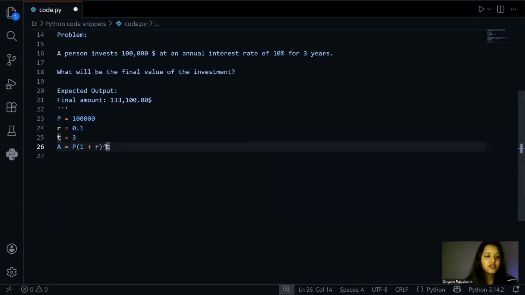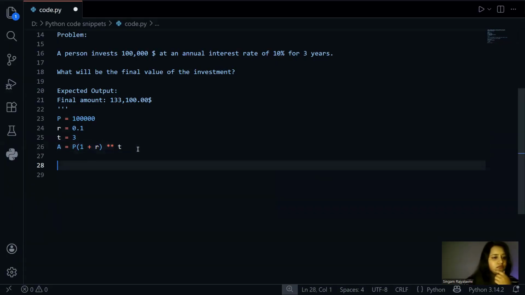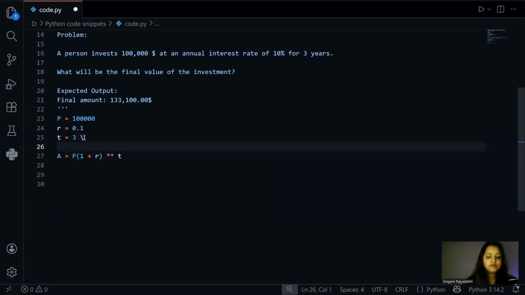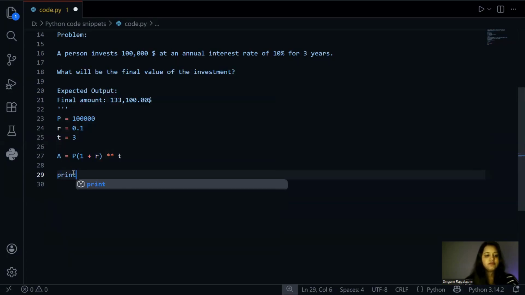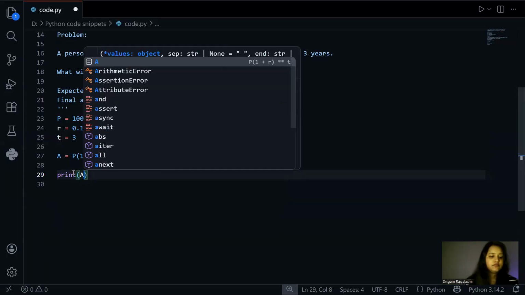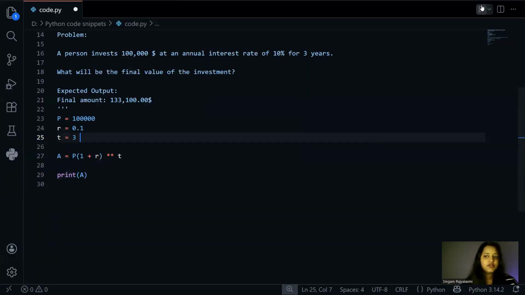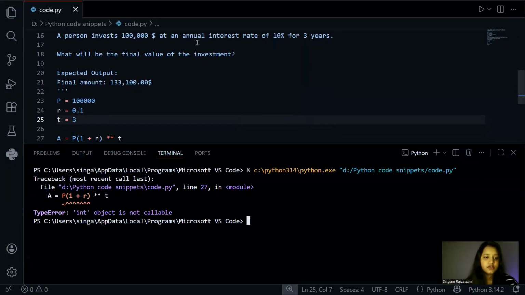Usually the computer will not understand this, especially our Python will not have this. So obviously it will throw an error. So instead it uses power. So this thing. And now we will just print A. Nothing fancy, just print A. Okay. And it will show you some weird value if I'm not wrong.